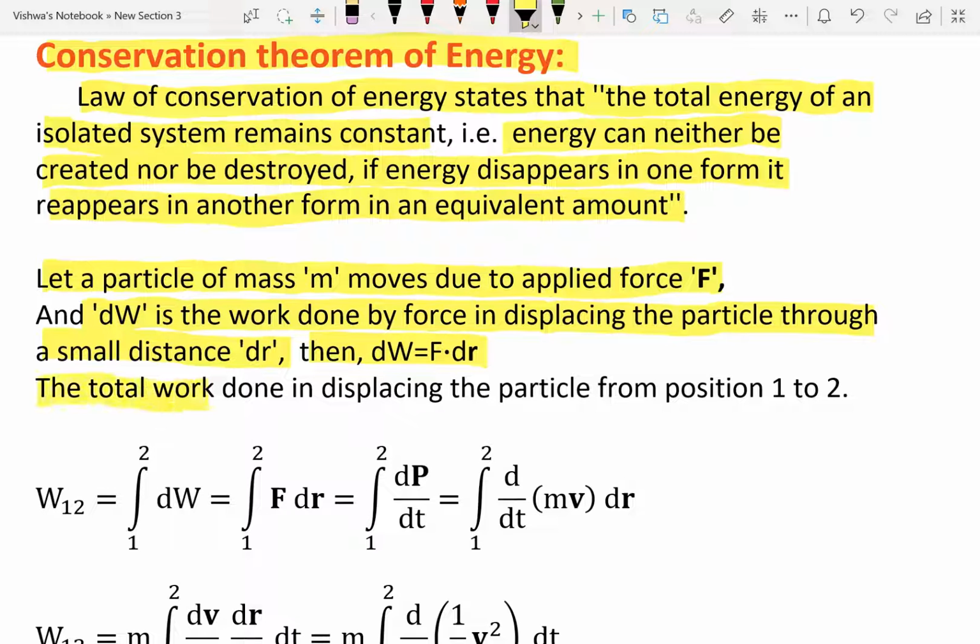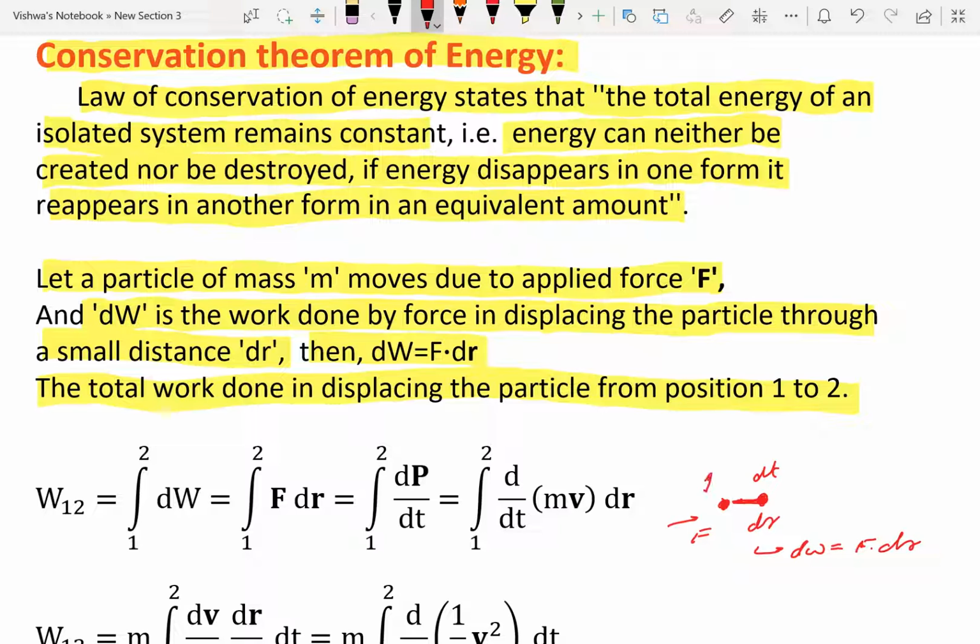The total work done in displacing the particle from position 1 to position 2 is obtained by integrating that small work done. Here there is a particle. Now we are going to impose the force F on this particle. Due to that, it is going to displace by a small displacement dr in a time interval dt. So to displace this small distance, the work done is dW equal to F dot dr.